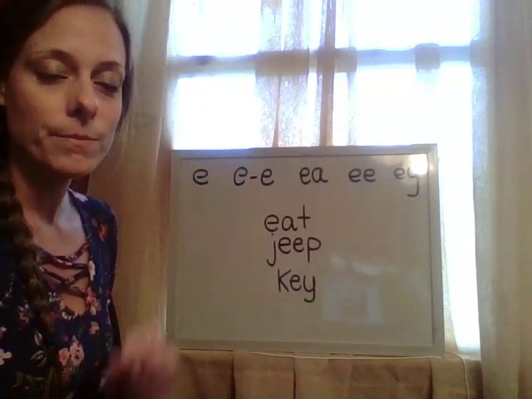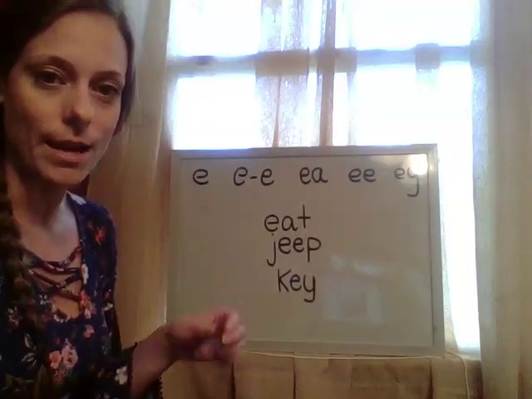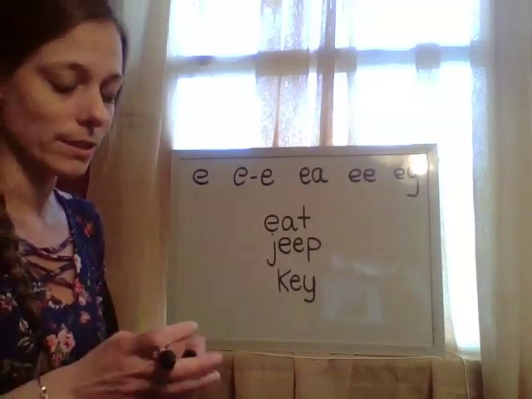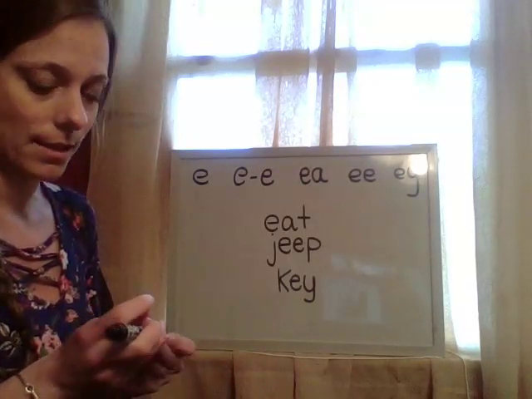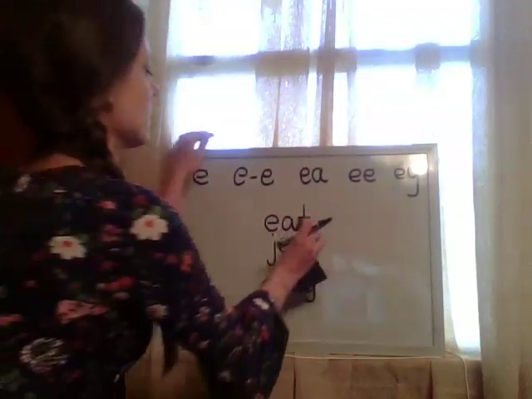Whenever a sound has a Y with it, like AY or EY, you are going to see that at the end of the word. You're not going to see it in the beginning. All right. So let's talk about how we would mark these words.